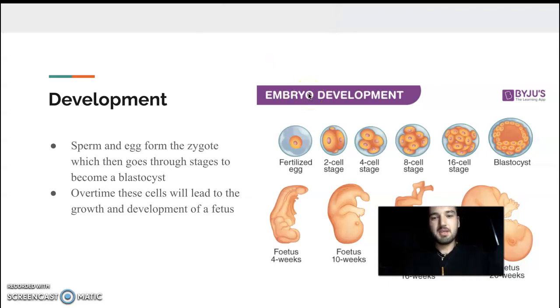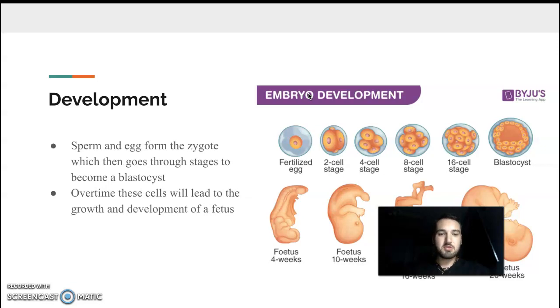To begin, here's a little bit of background on how the embryo develops. We have a nice little chart on the right side, which demonstrates how we go from a fertilized egg all the way to a full grown fetus after 20 weeks. To fertilize the egg, we know that there's a combination of the sperm and the egg, which will then form a zygote.